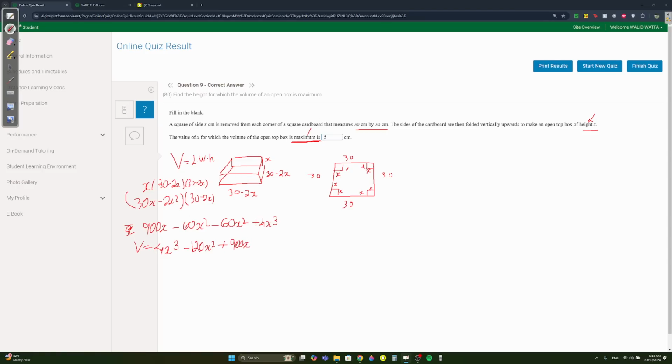We want to know the maximum. A function can reach its maximum at its stationary points. So let's find our stationary points. How do you do that? You derive V prime and equate it to 0. What's V prime? 12x squared minus 240x plus 900. Now, in your exam, most of you don't have calculators that can solve quadratics, so use the quadratic formula.